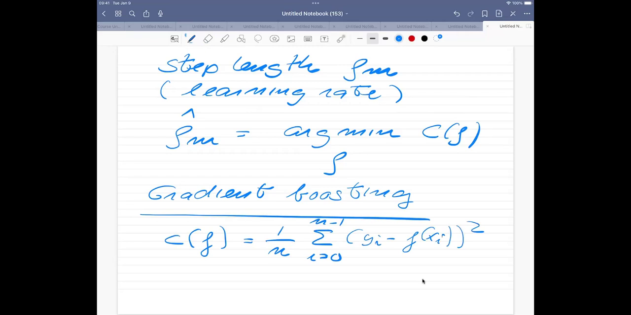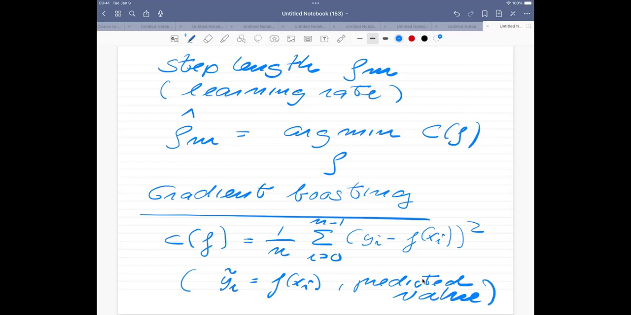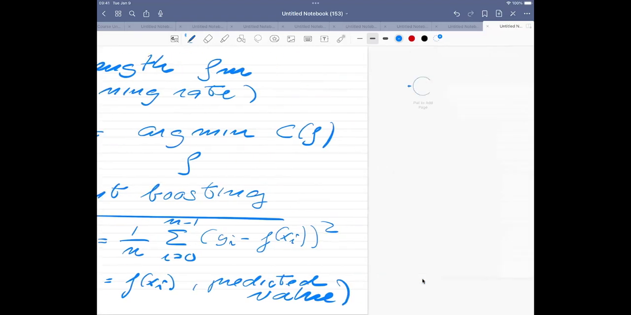And we know that if we just go back to what we did previously, this y of i tilde is given by this f of x of i. If we think back to project 1 and regression, this is just our predicted value. Now, what we could do when we do gradient boosting is, at each step, the following.